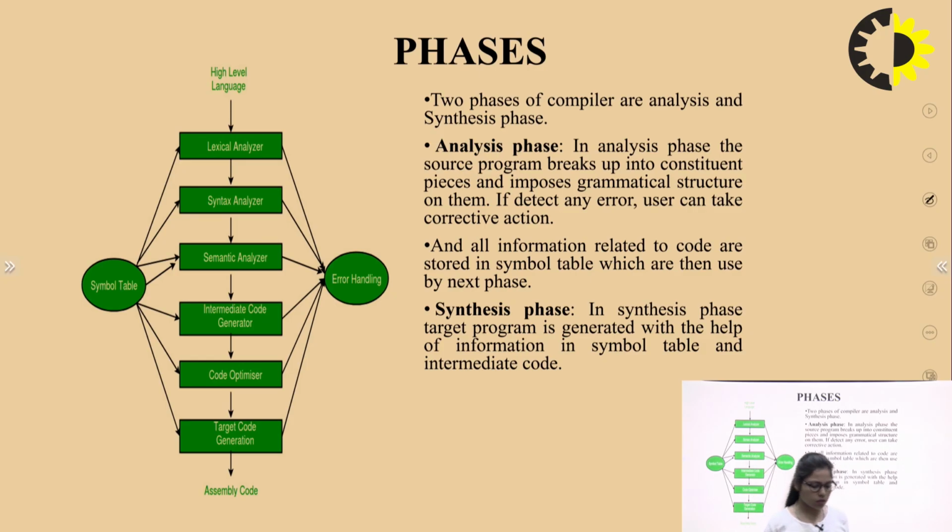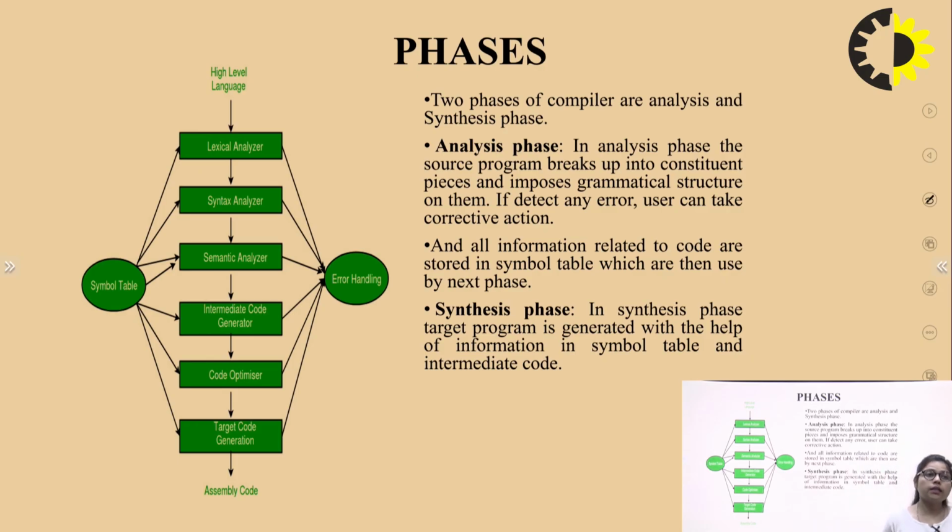The next one is the code optimizer. If we have some lines which we don't require, the code optimizer will remove them, but the functionality and the meaning of the program will not change. This is called the code optimizer. The next one is target code generation, where the actual targeted code is generated.